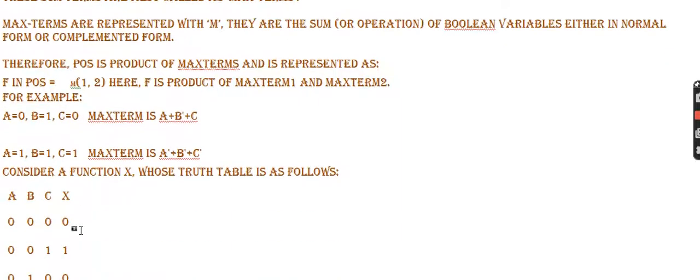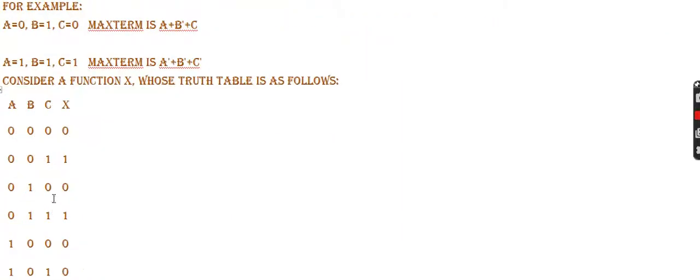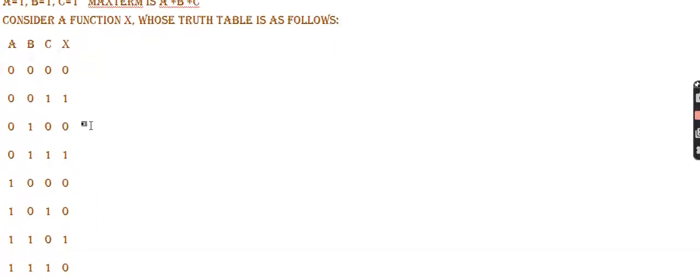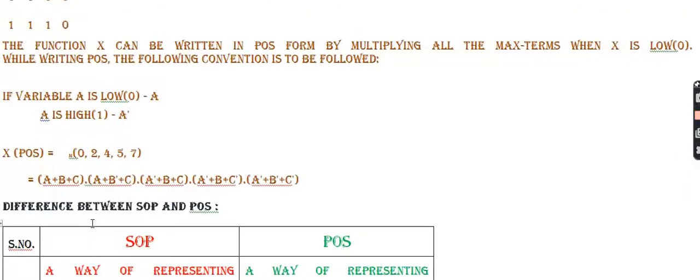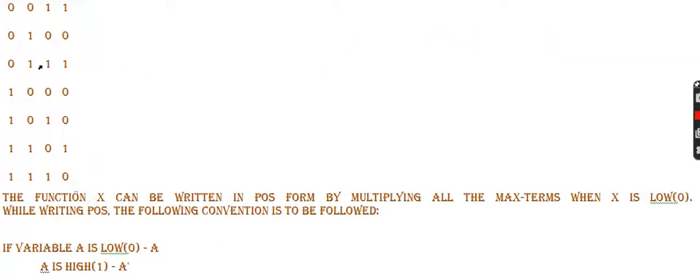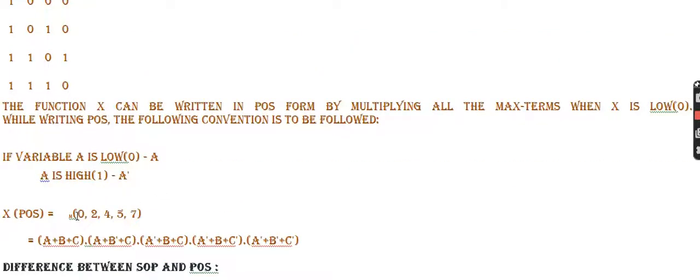Uniqueness. Consider a function whose truth table is as follows. Here you see A, B, C, X. Here also the same combination, but here you see the terms 0, 2, 4, 5, 6, 7. It's a normal truth table. You just represent it.